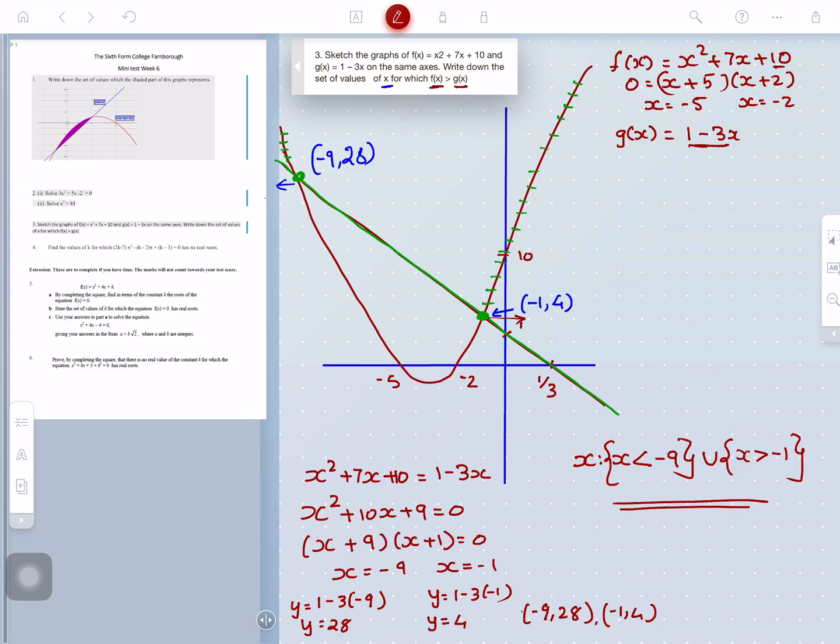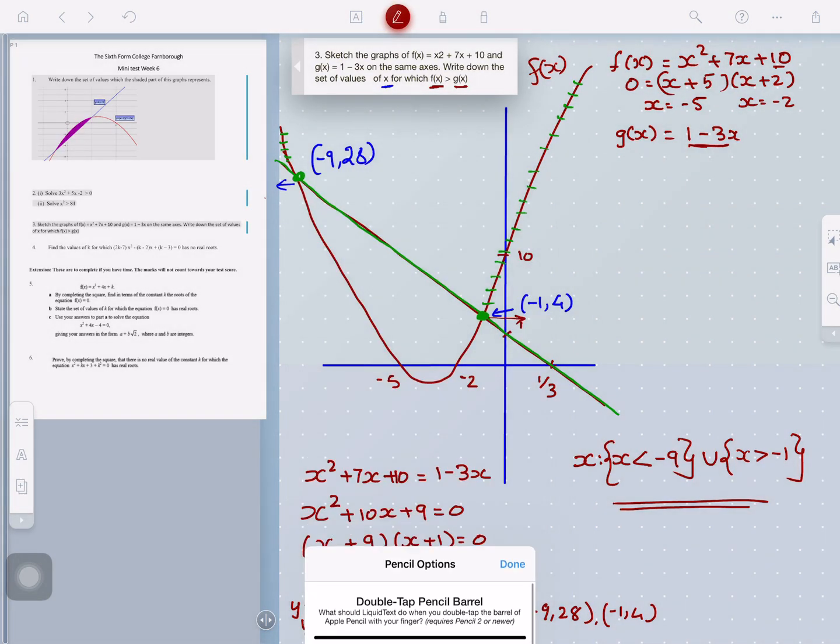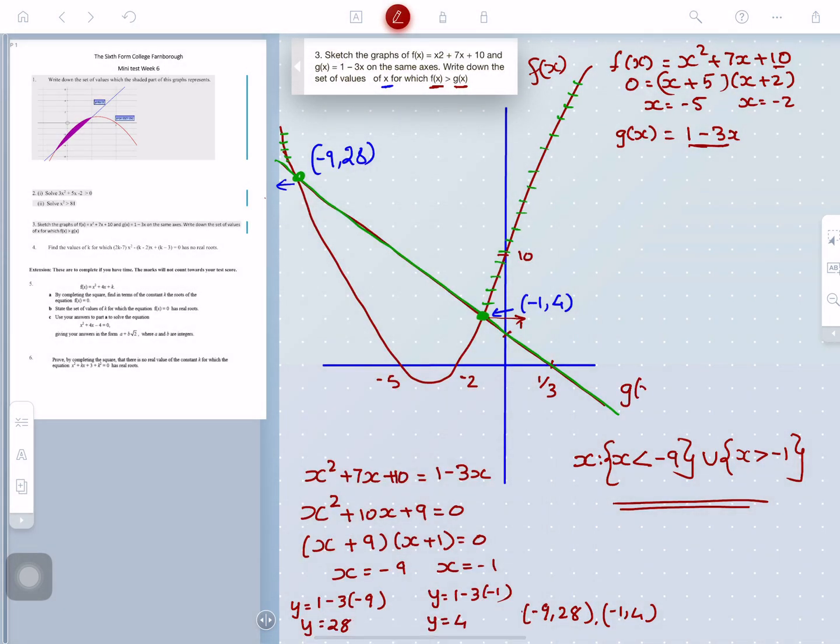What we should have done here is we should have labeled the graphs. So this is f of x, always label the graph, which is f of x, and that is g of x. We should have labeled that right at the beginning when we sketched the graphs.